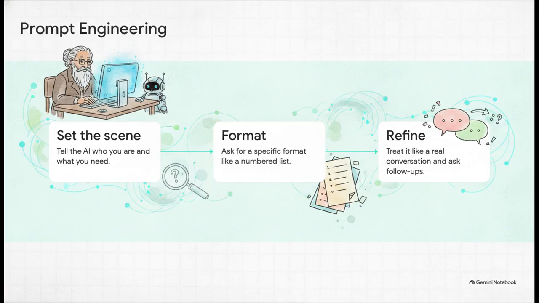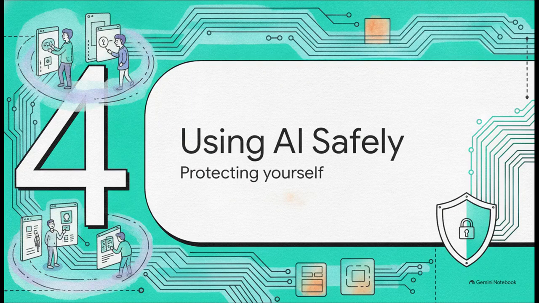Second, ask for a specific format, like a numbered list. And third, just refine as you go. Ask a follow-up question or ask it to try a completely different approach. Let's move on and see how this builds into Section 4. Using AI safely and protecting yourself.